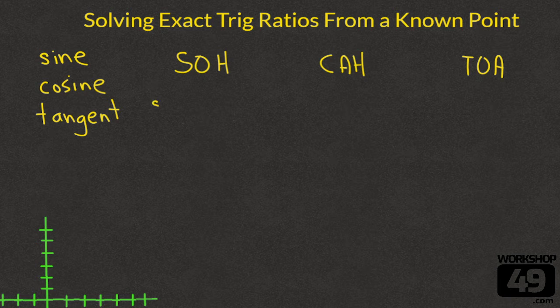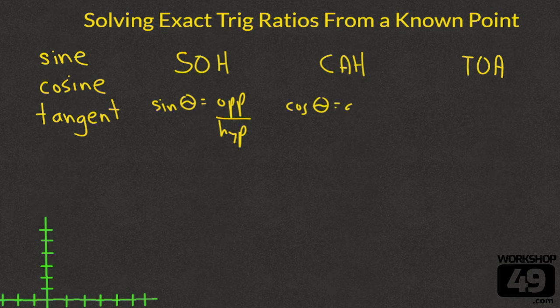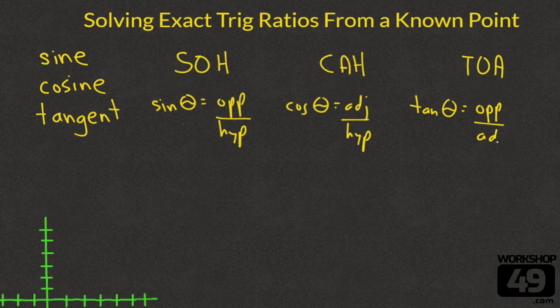So our three trig ratios are sine of theta equals the opposite over the hypotenuse. That's our first trig ratio. Cos of theta is equal to the adjacent over the hypotenuse. That's our second trig ratio. And the third one, tan of theta, is equal to the opposite side divided by the adjacent. And that is our third trig ratio.